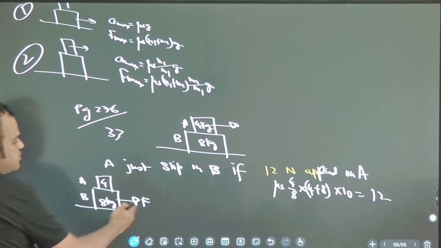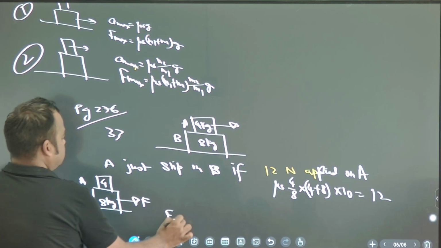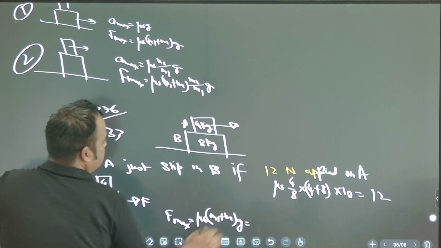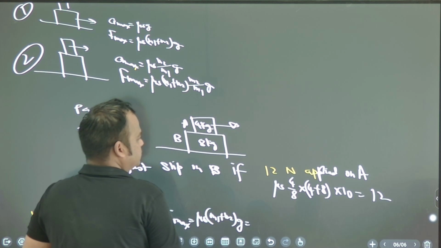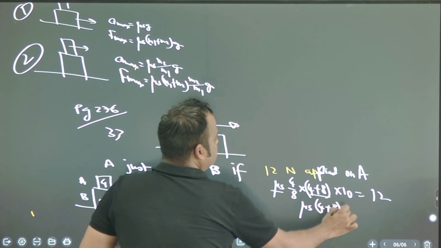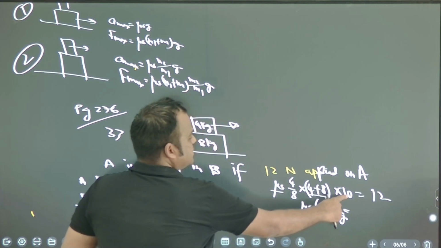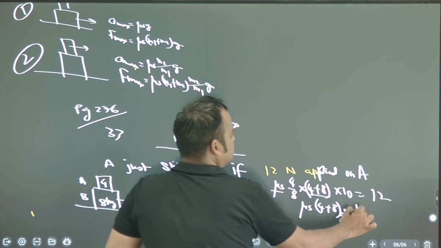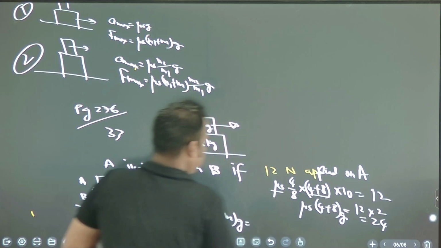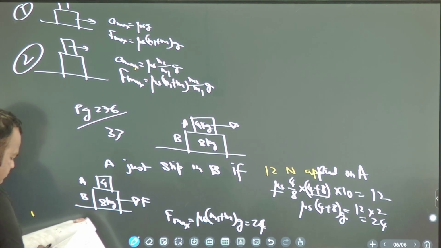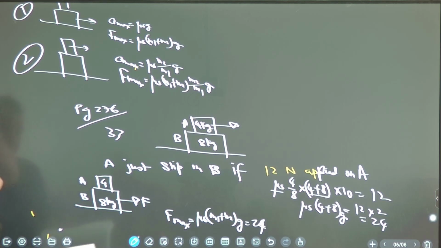Now you find this. For the lower block, what is the formula? Maximum is mu s (M1 plus M2) g. Now calculate what mu s (M1 plus M2) g is. What is this? 4 by 8, 1 by 2, 2 is here. So 24, correct? Are you getting it or not? So 24, note down.